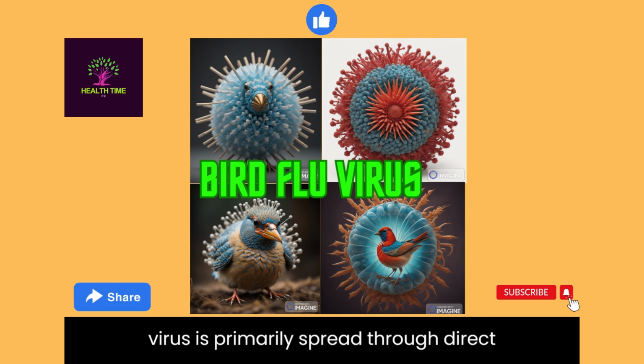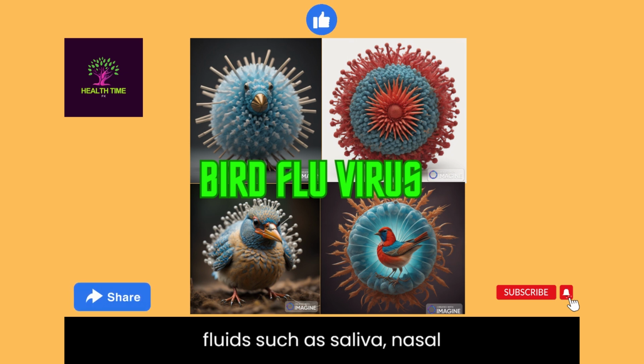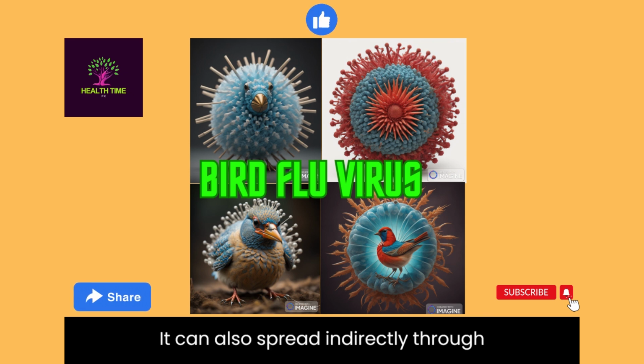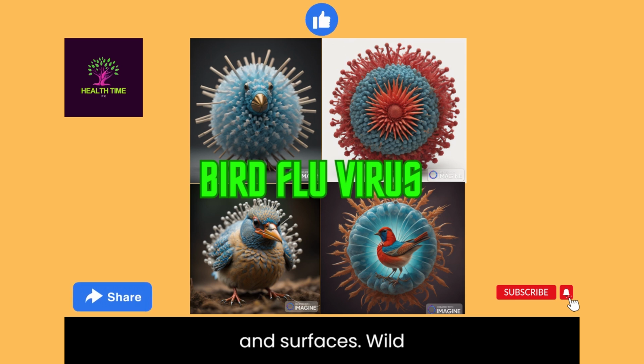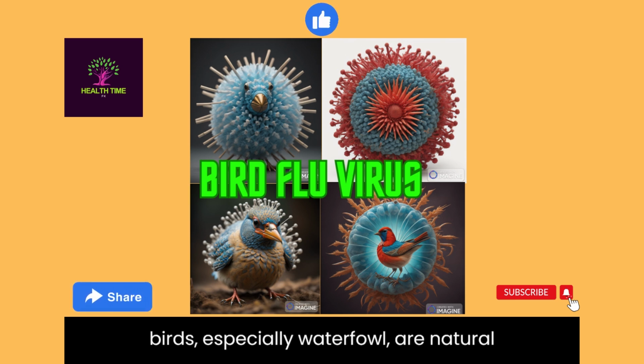Transmission. The virus is primarily spread through direct contact with infected birds' bodily fluids, such as saliva, nasal secretions, and feces. It can also spread indirectly through contaminated feed, water, equipment, and surfaces. Wild birds, especially waterfowl, are natural carriers of the virus and can spread it over long distances.